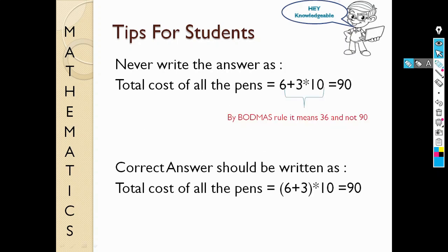While answering the question, the student should never write something like this, thinking that 6 plus 3 would be added first and then multiplied by 10. Because through the BODMAS rule, this is an incorrect answer, as it will give you the value 36, because the multiplication will happen first and then the addition. So this will be marked as wrong by the examiner. The correct way of writing the answer is to put 6 plus 3 in parentheses, telling that this operation will happen first and then multiplication by 10. So that gives you the right answer.